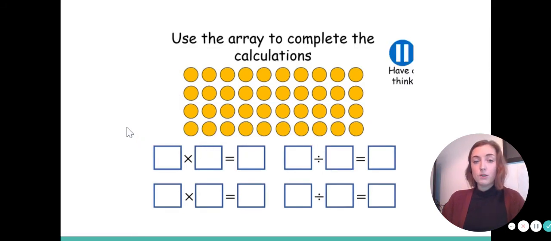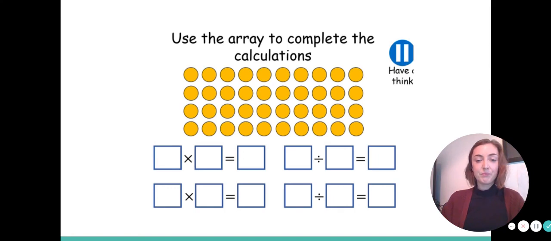I would like you to pause here and use this array to fill in the boxes in your book. So let's count how many we've got all together to get you started. I've got 1, 2, 3, 4 groups of 1, 2, 3, 4, 5, 6, 7, 8, 9, 10. 4 lots of 10. 4 times 10. 10, 20, 30, 40. 4 times 10 is 40. Just giving you the first one. Pause now and fill in the rest.